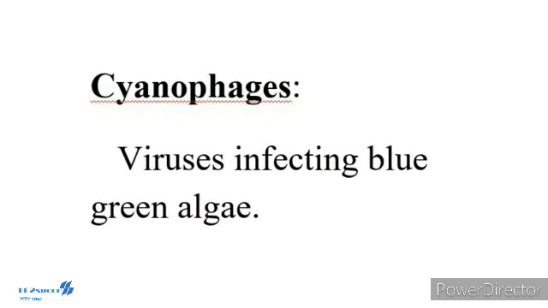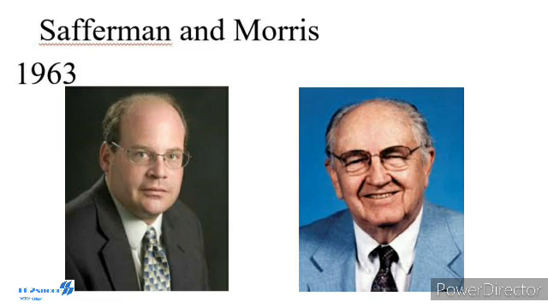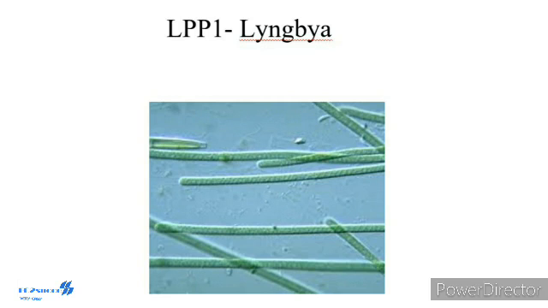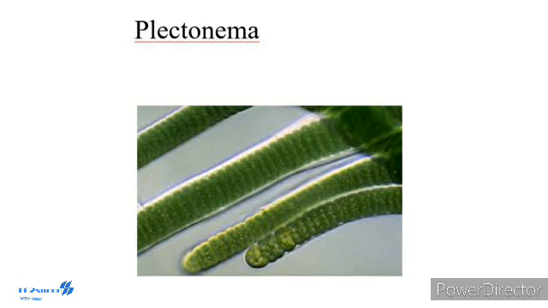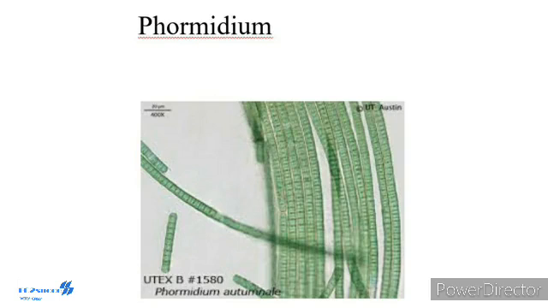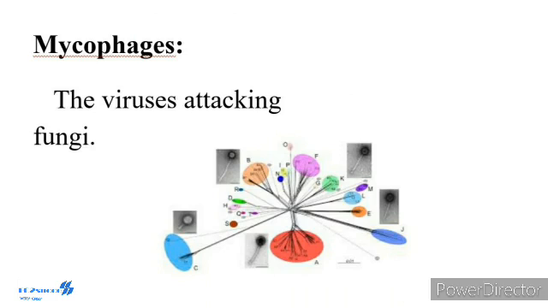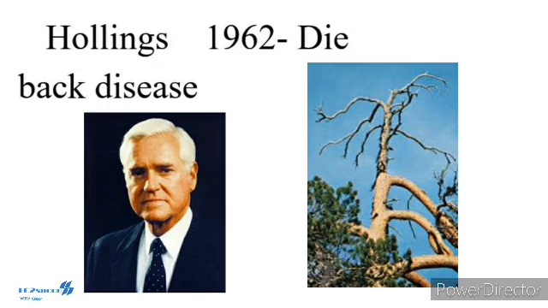Another one, cyanophages. Viruses infecting blue-green algae are called cyanophages and were first reported by Safferman and Morris in the year 1963. Example, LPP1, Lyngbya, Plectonema, Phormidium. Similarly, Hollings reported a virus infecting cultivated mushroom and causing dieback disease. The viruses attacking fungi are called mycoviruses or mycophages.